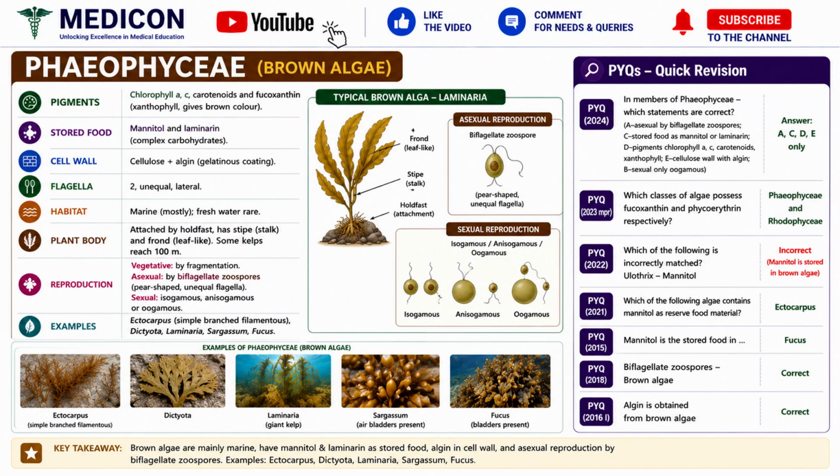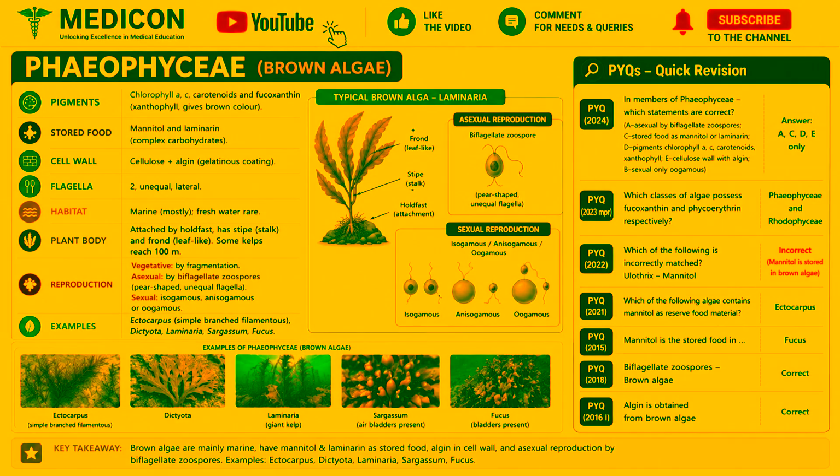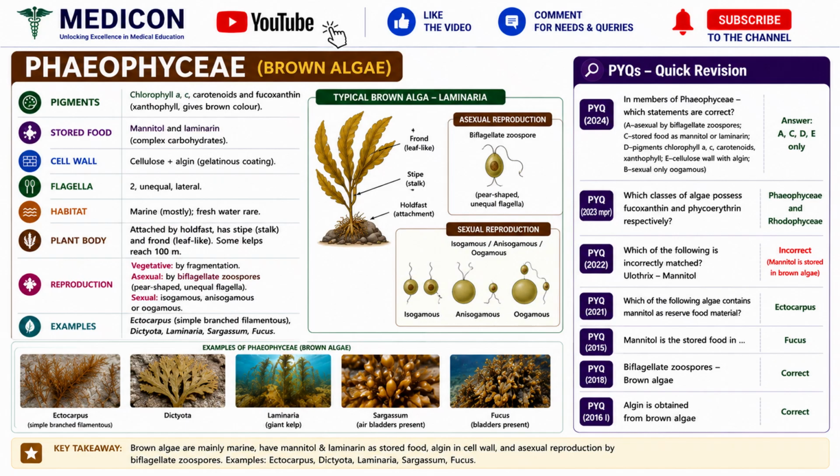Habitat is mostly marine, and freshwater is rare. Plant body is attached by the holdfast, has a stipe, that is the stalk, and a frond, that is the leaf-like structure. Some kelps reach 100 meters long also. Reproduction: vegetative, asexual, and sexual. In vegetative, obviously the reproduction happens by fragmentation, and in the asexual, by biflagellate zoospores. Pear-shaped, with unequal flagella, are also present in the zoospores.